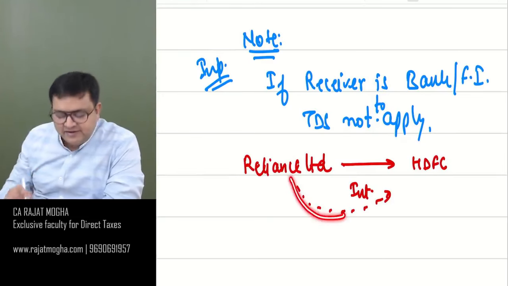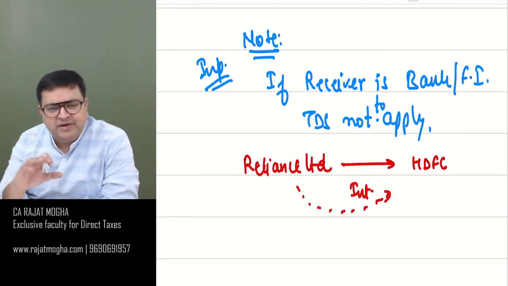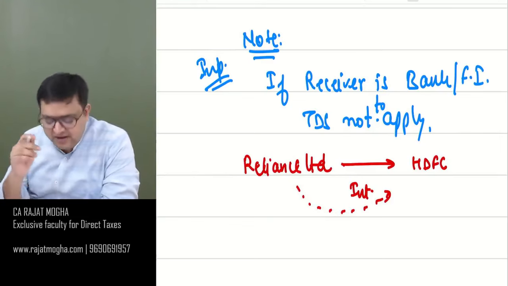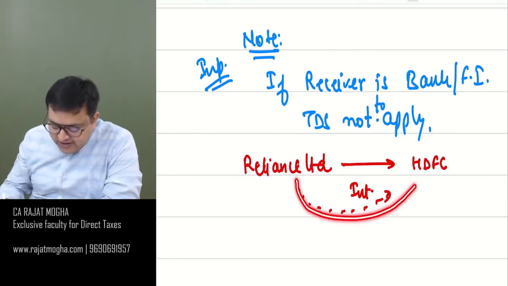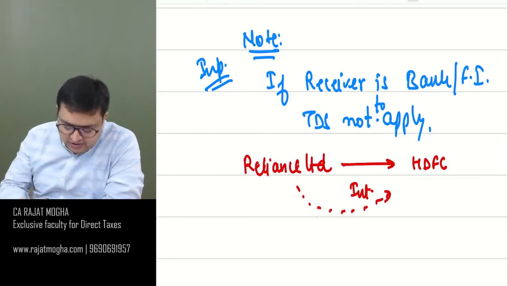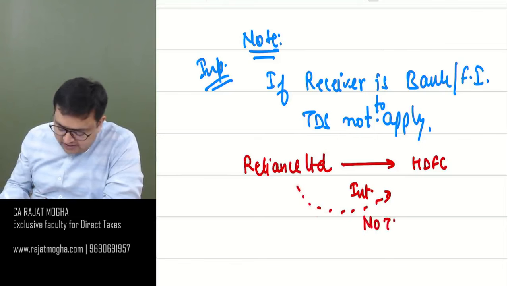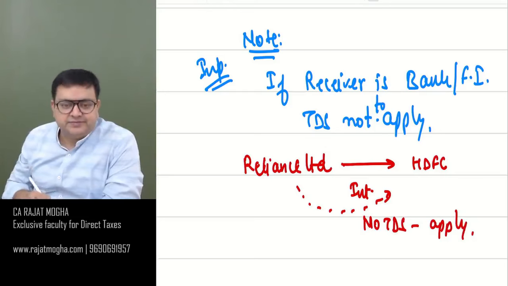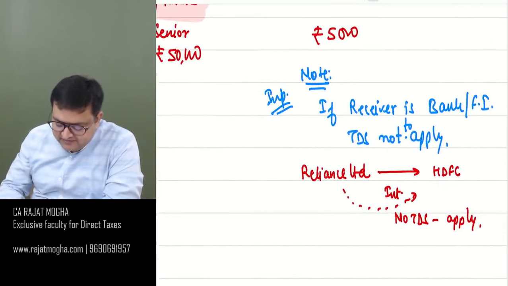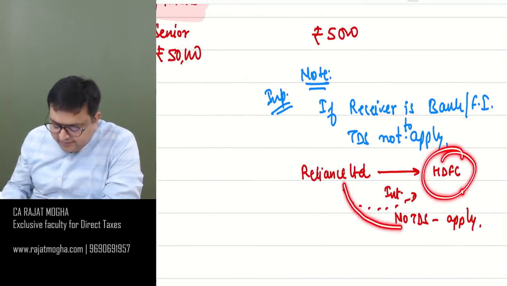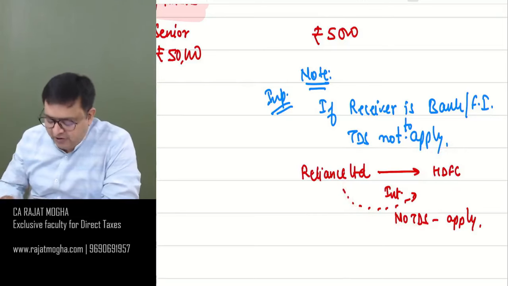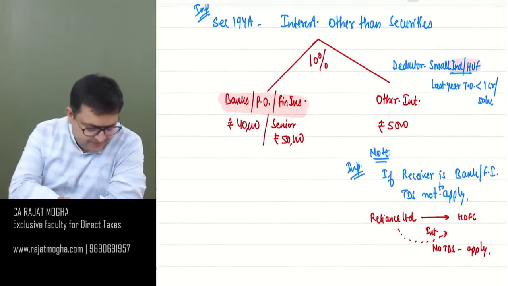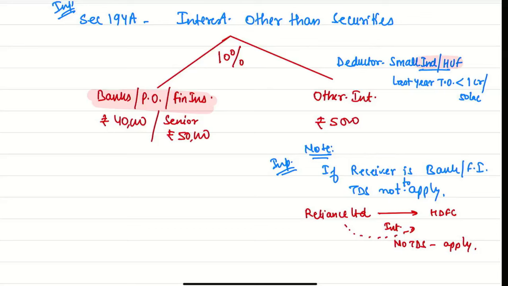So let's say Reliance Limited, a company, is not big or small. They should deduct TDS on interest on loan. But if they are giving this interest to any bank or any financial institution, no TDS would apply. We cannot deduct their TDS. So I have written, if the receiver is a bank or financial institution, please do not apply TDS. Have you understood this or not? Everyone, have you done this?